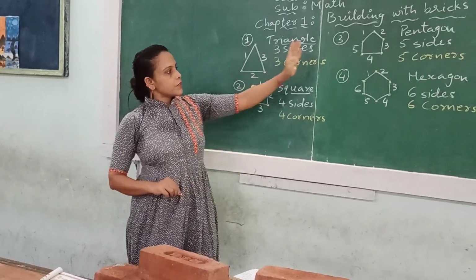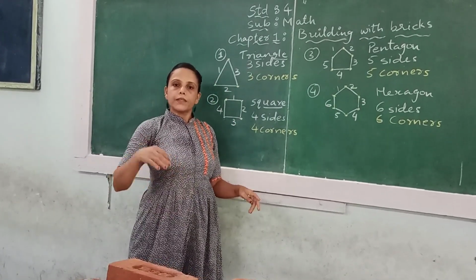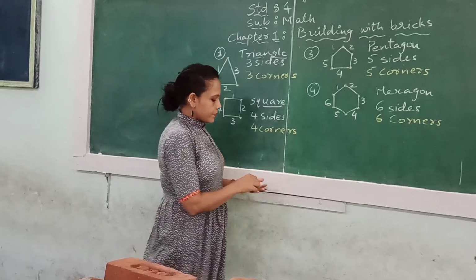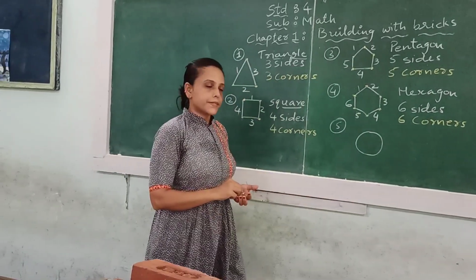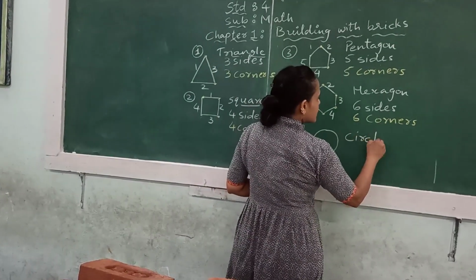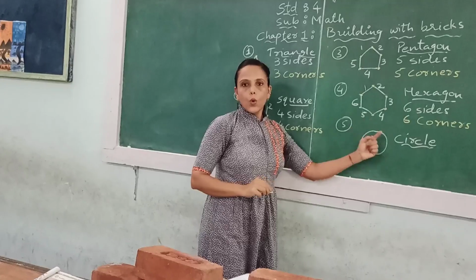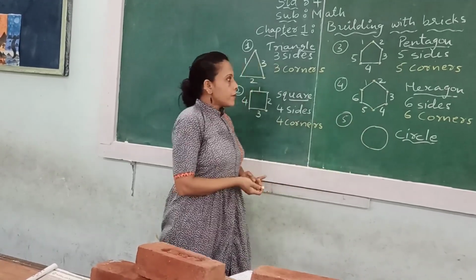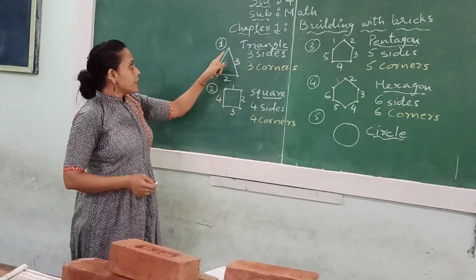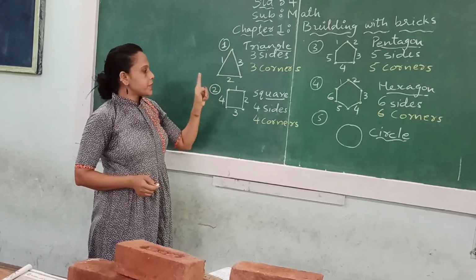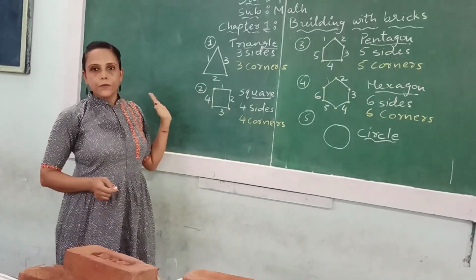You must be thinking, why am I teaching these shapes in building with the bricks? But you will come across this kind of shapes for identifying the patterns. Now next shape, which is this shape? Yes, circle. It has no sides and no corner. Now if you observe all these shapes, they are closed figures. Closed figure means it starts and ends at the same point.